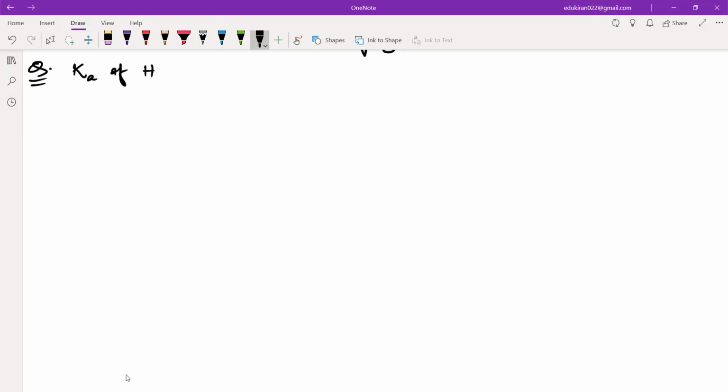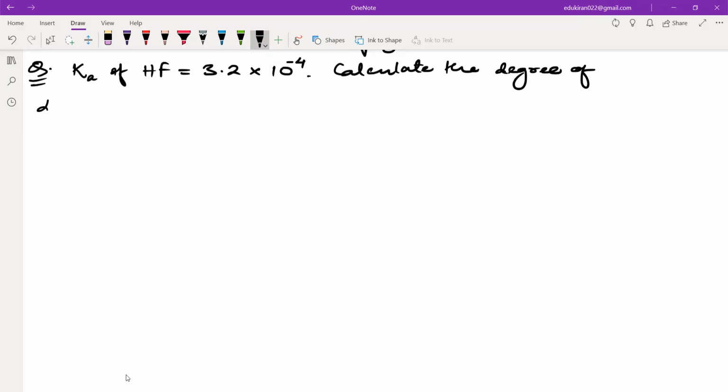Ka of HF is given as 3.2 into 10 to the power minus 4. Calculate the degree of dissociation of HF.